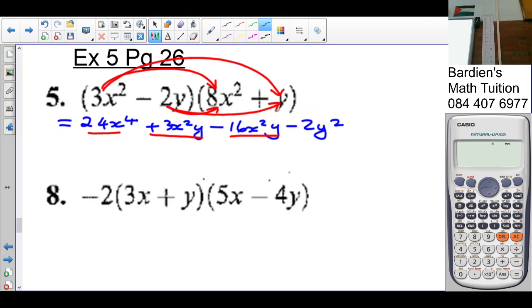Can you see that? So what do I look for now? Like terms. And these two like terms, not so. What makes it like terms? It's when the variables are the same. So what is 3x squared y minus 16x squared y? Minus 13x squared y. Minus 2. Okay, so your mistake is on the last time. Who's asking for number 8? Alright.